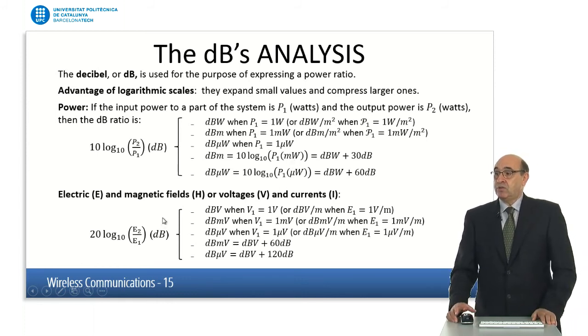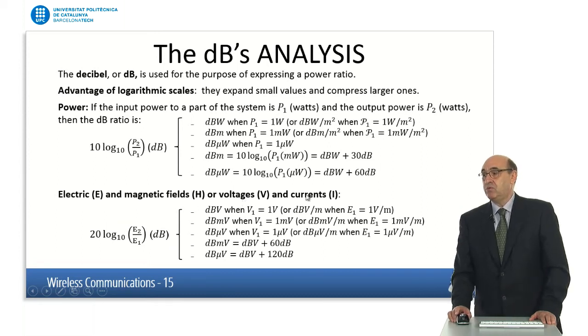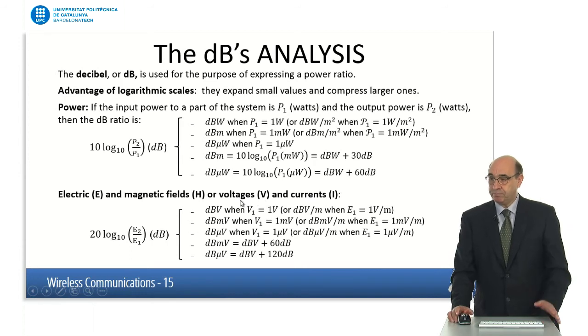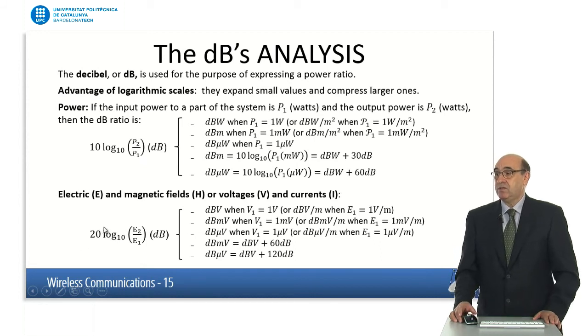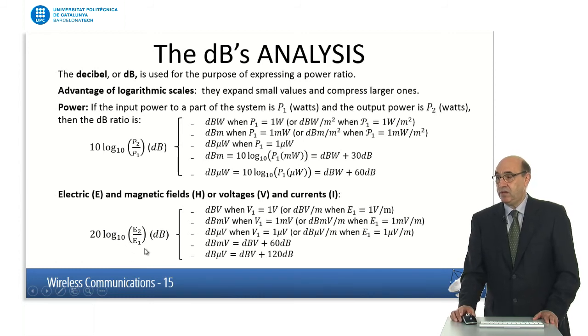But we also use from time to time dBs on electric, magnetic fields, voltages or currents. Why? Well, you all know that the power, for instance, in a circuit is related to the square of the current or to the square of the voltage. If you write the power in terms of voltages or currents, that will be the ratio of currents squared. And in a log, this is the same thing as taking the ratio and multiplying by twice 10, that means 20. So when you deal with fields or voltages or currents, you should use 20 log of this ratio.